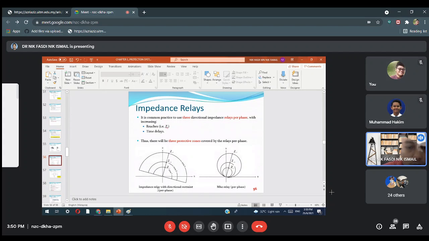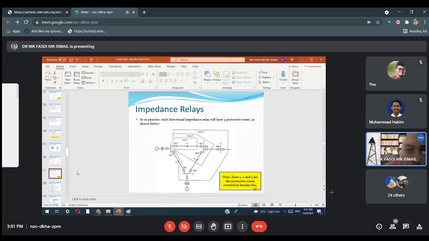Okay. So the relay with directional restraint, the first one, and the second one, the mho relay, are the same: zone 1, zone 2 and zone 3. So R1 is reach 1, reach 2, reach 3. Again, the fault must be located within this range, this half circle. If it is outside, the relay will not operate.